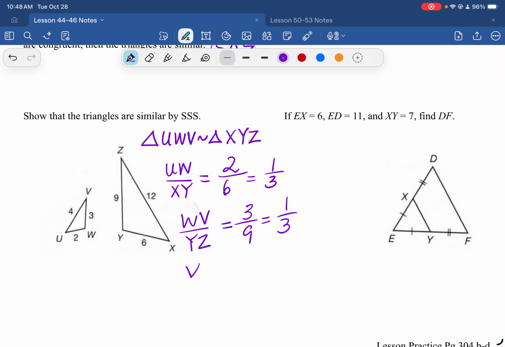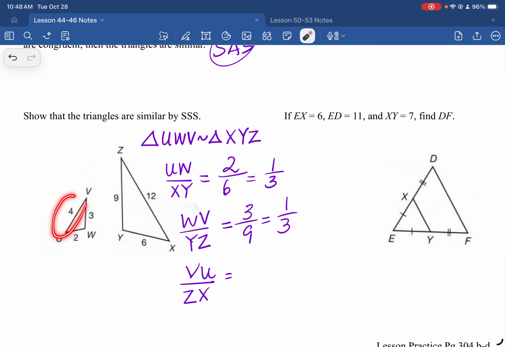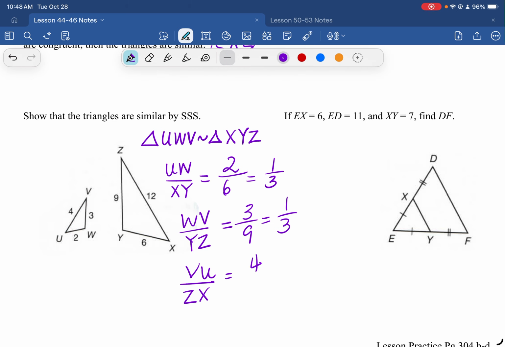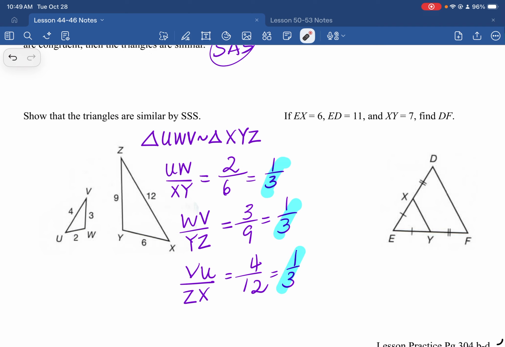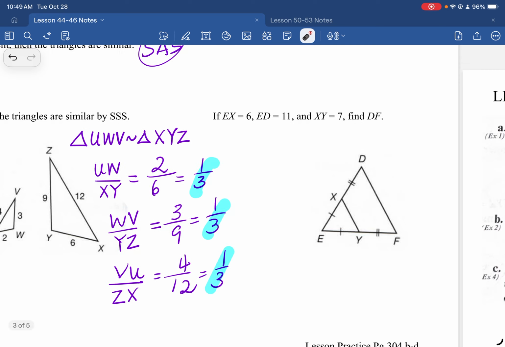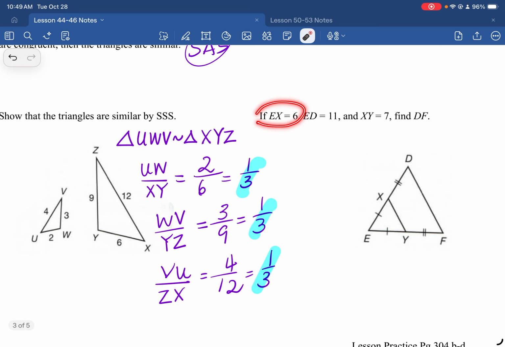Okay, the last side we have to prove. VU and ZX. So VU is 4 and ZX is 12. 4 over 12 also reduces to 1/3. So because we have 1/3, 1/3, 1/3, we have now proven by side, side, side that they are in fact similar because they're proportionate.